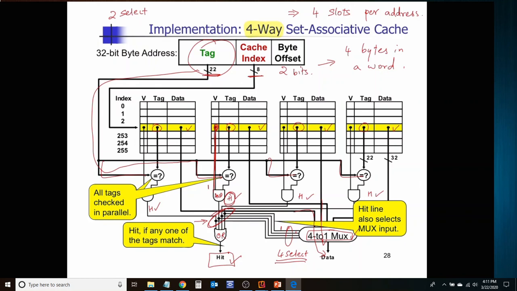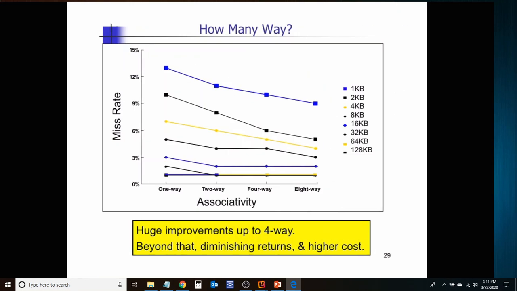Alright, the fact that we are trying to access 4 slots all in parallel, that is essentially how, by having more slots per address, we can improve the cache performance. So the next question is, how many ways? Do we stop with 2-way, 4-way, 8-way? What is going to be the implication?